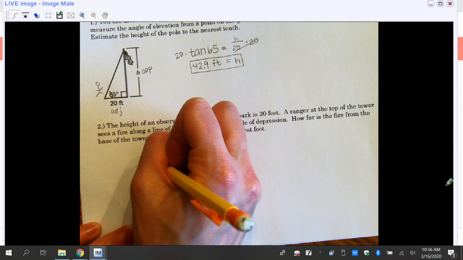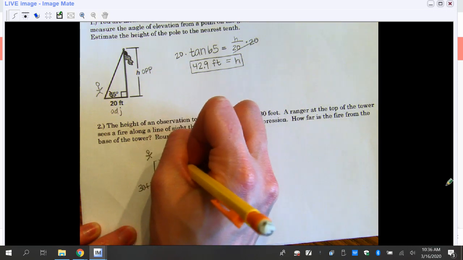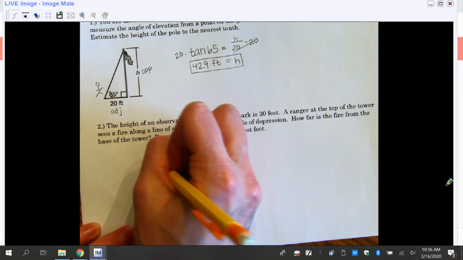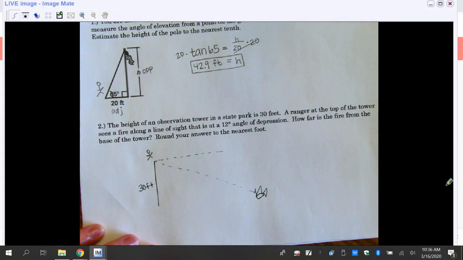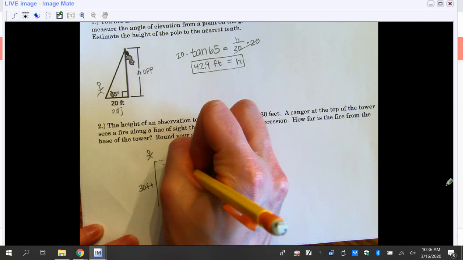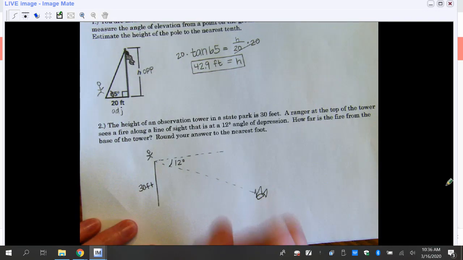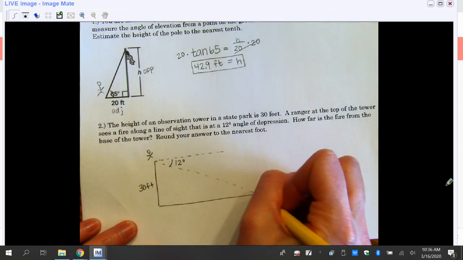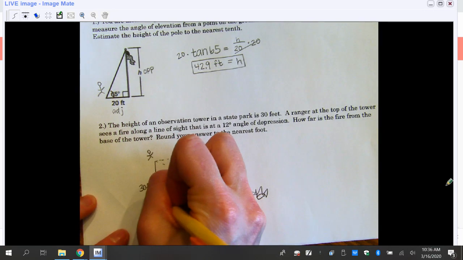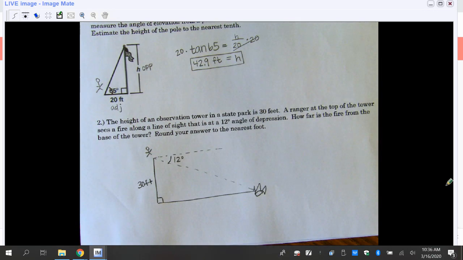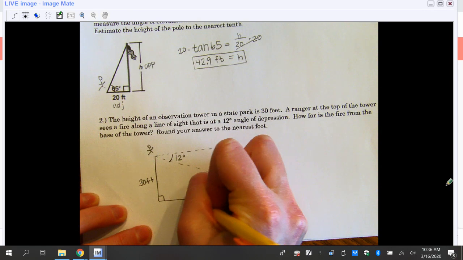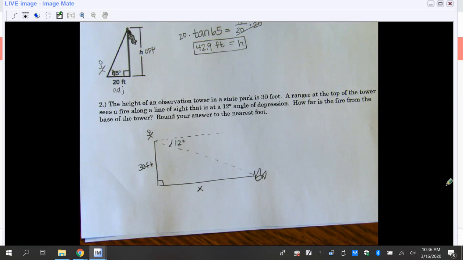So here is my horizontal. If he's looking straight out, and then, oh no, he sees this fire down here. So this angle is 12 degrees. And so then I can draw in this triangle. This is a right triangle because here's the observation tower, here's the ground, and then this is my 12-degree angle. Now I'm looking for how far the fire is from the base of the tower. So I call that X. That's my distance.